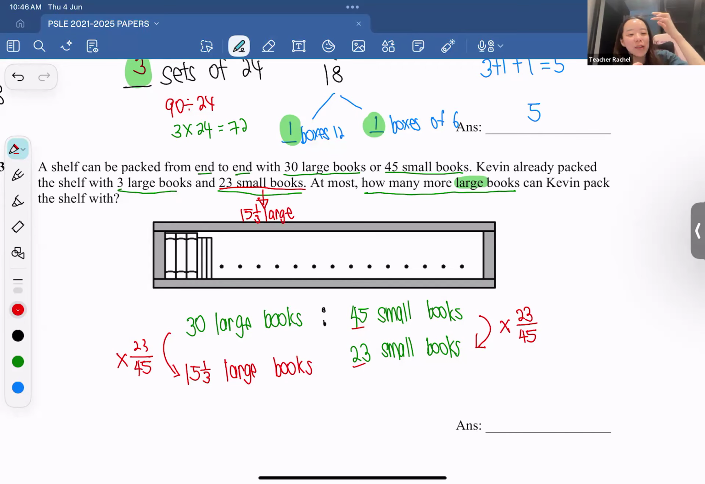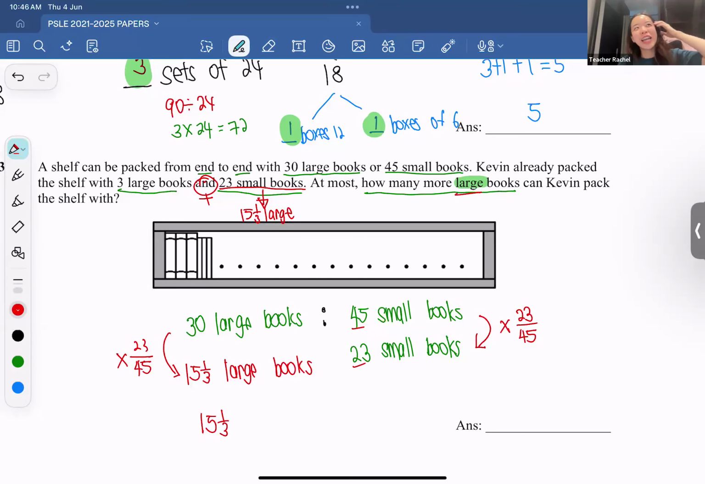So it is similar to Kevin already packing the shelf with 3 large books plus 15 and 1/3 large books. Because books cannot have fractions, and they ask you how many more, what I'm going to do is round off my 15 and 1/3.